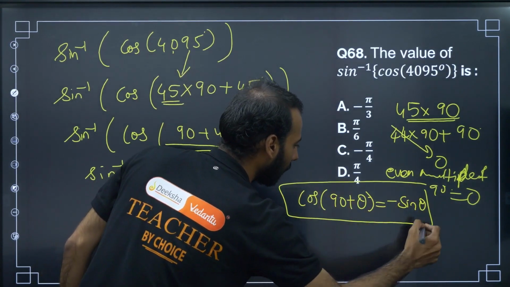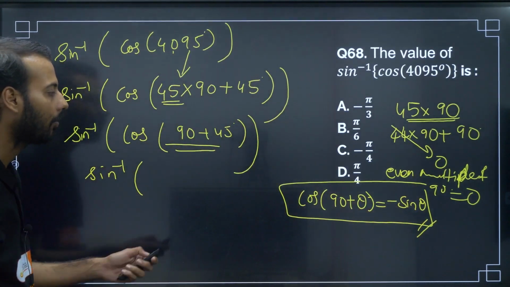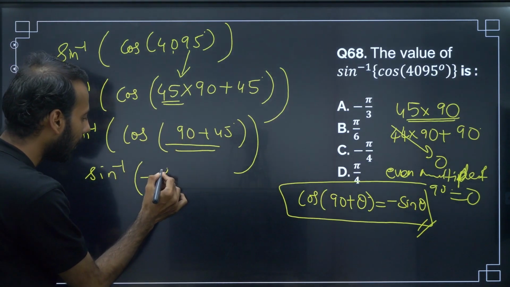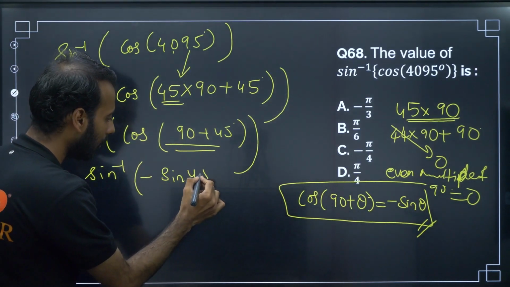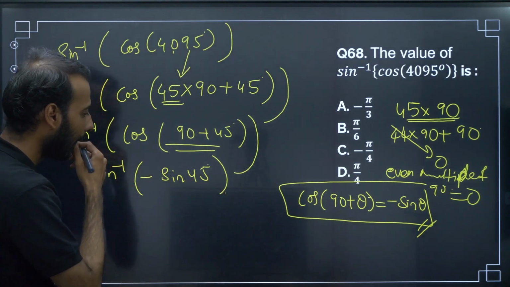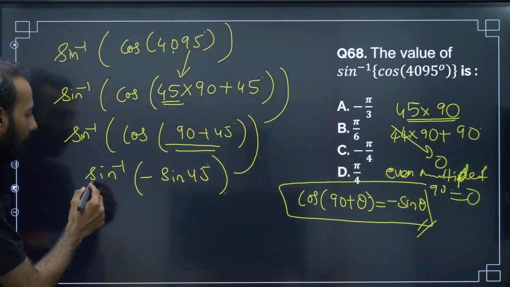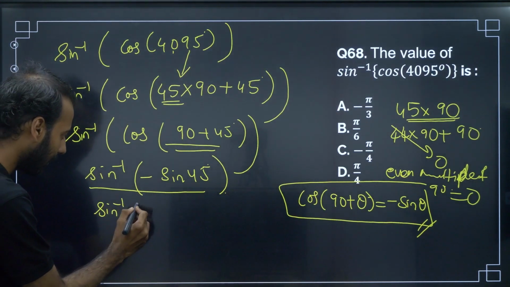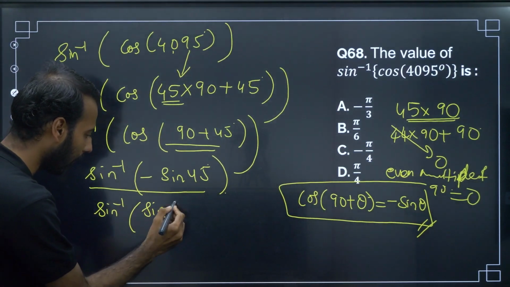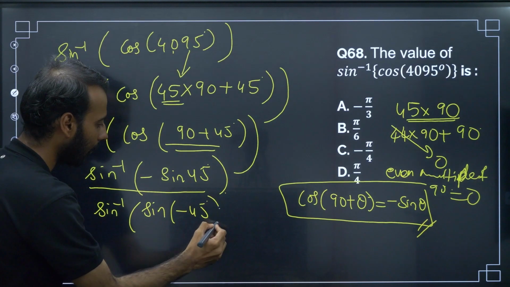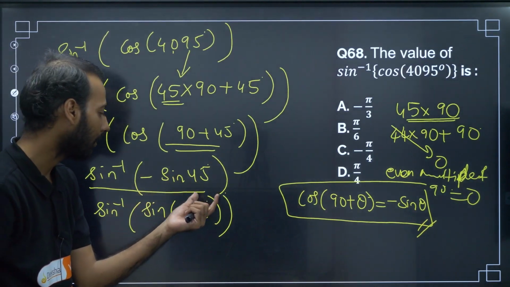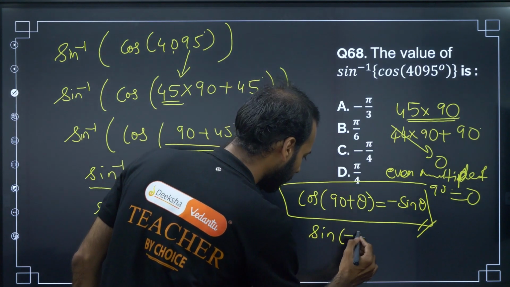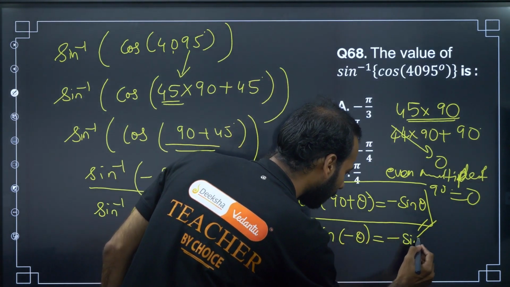This is a formula from trigonometry, allied angles: cos of 90 plus theta is negative sine theta. So cos of 90 plus theta becomes negative sine 45. Negative sine 45. Now sine inverse of sine of negative 45. Let me write this sine inverse as it is. Sine of minus theta is minus sine theta.